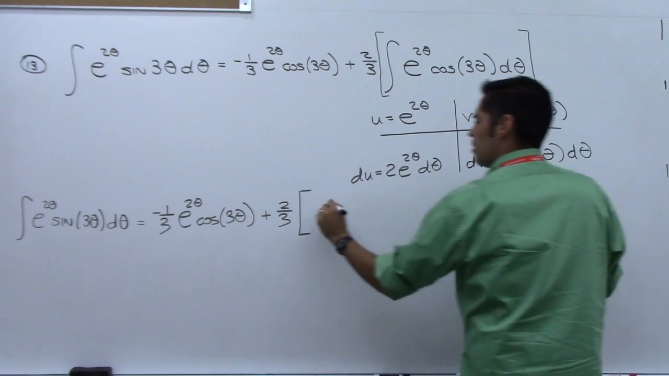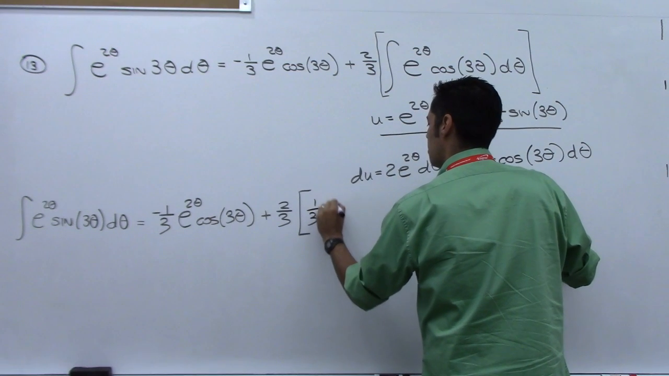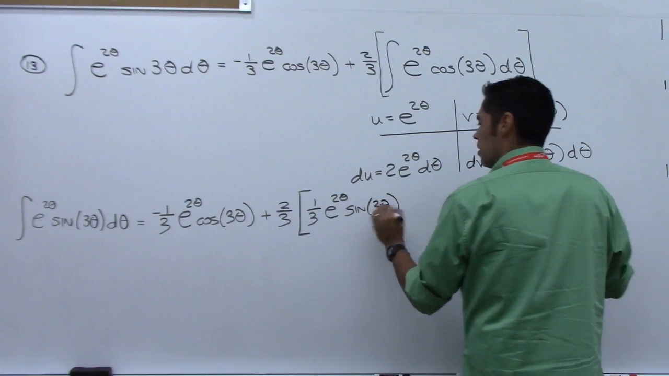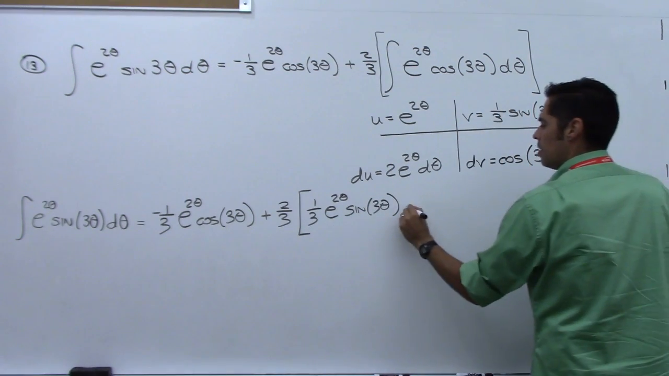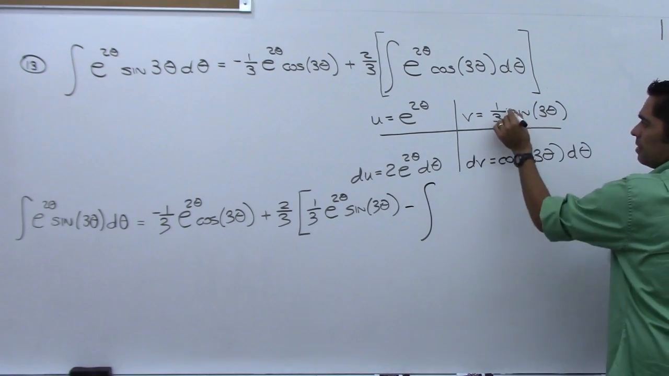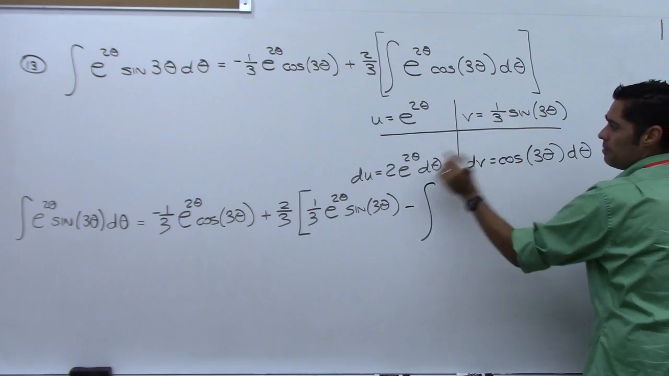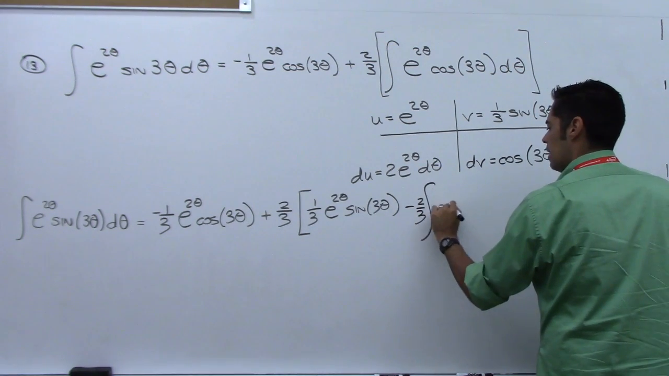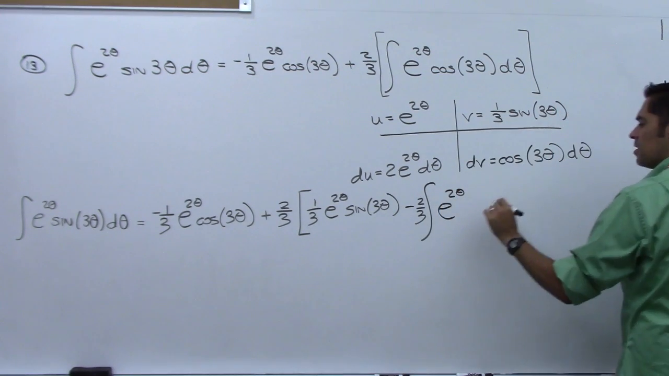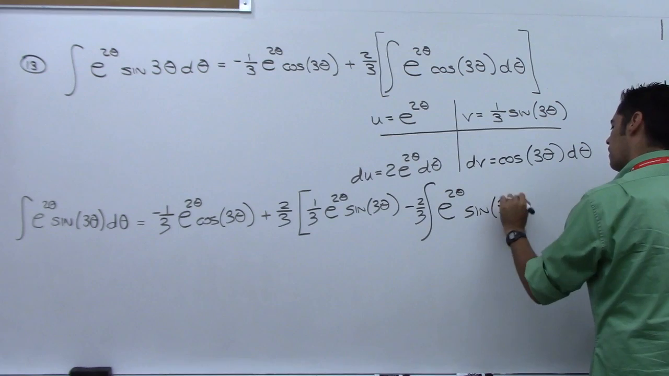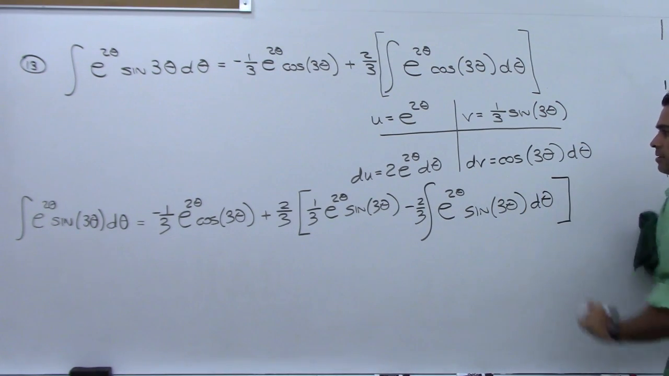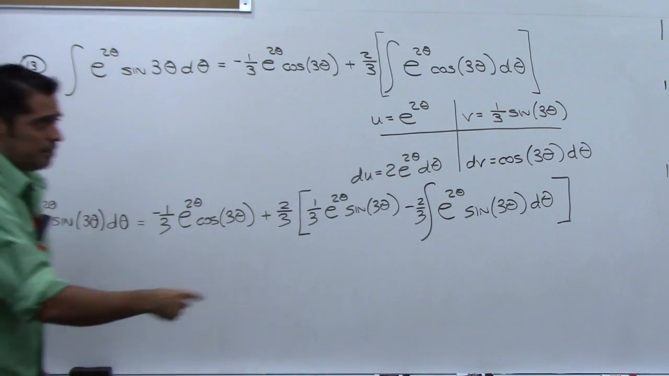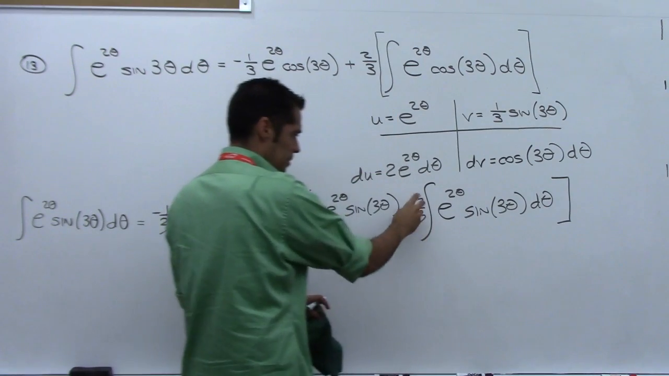This times this, so 1/3 e to the 2 theta sine of 3 theta, so there's ultraviolet, minus integral voodoo, so this times this. And again, I have the 1/3 times the 2, I'm going to bring that out as a 2/3, and then it's just going to be the e to the 2 theta, and then the sine 3 theta d theta, and then let's close my brackets. So look what I have. The integral I'm trying to figure out has actually appeared again exactly on the other side with some different constants.